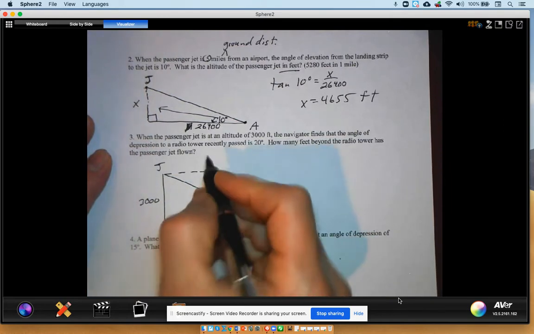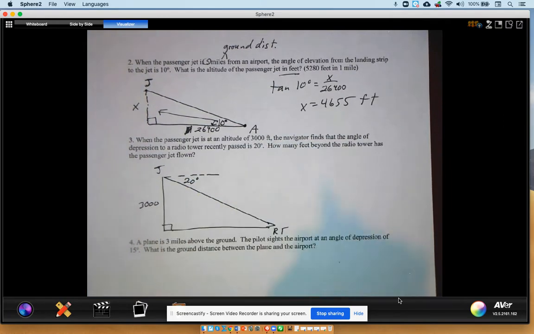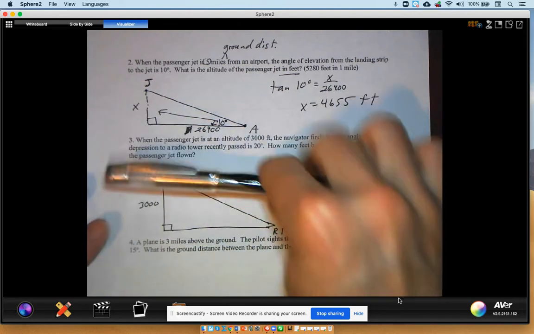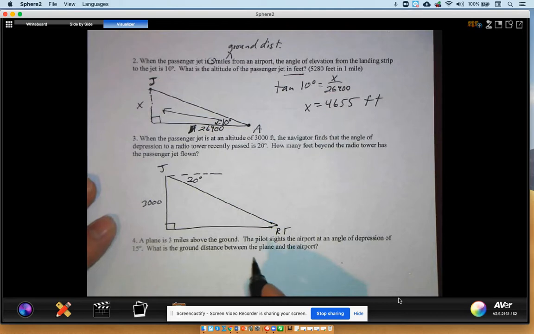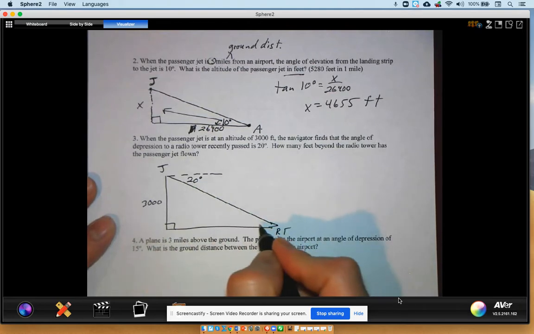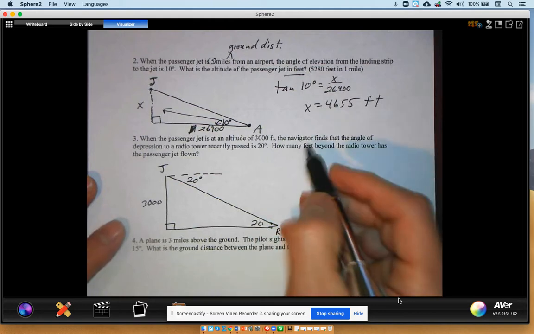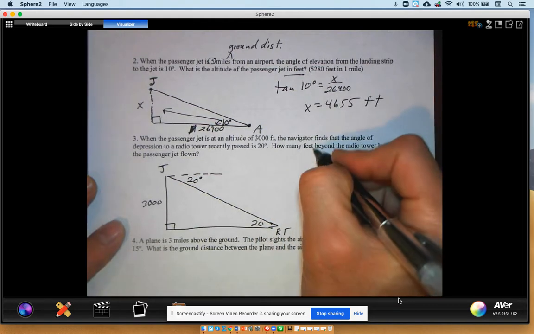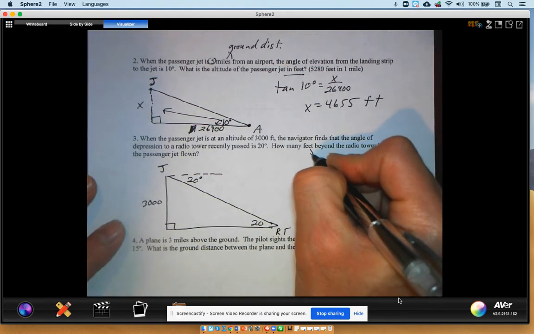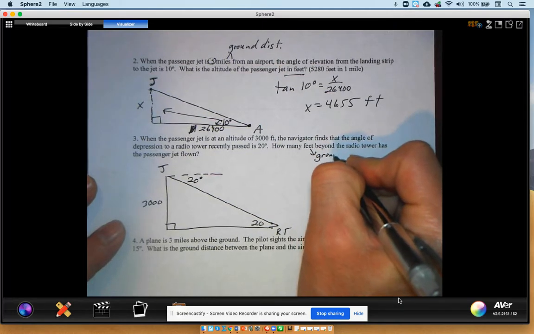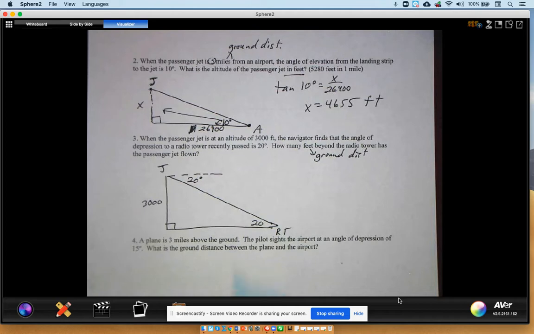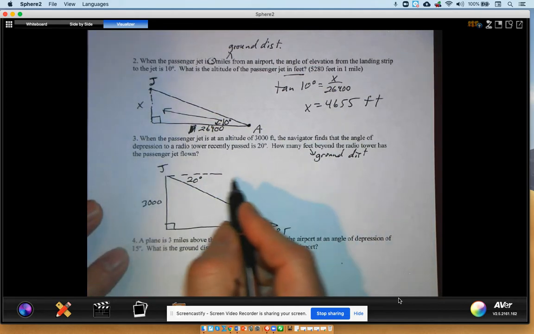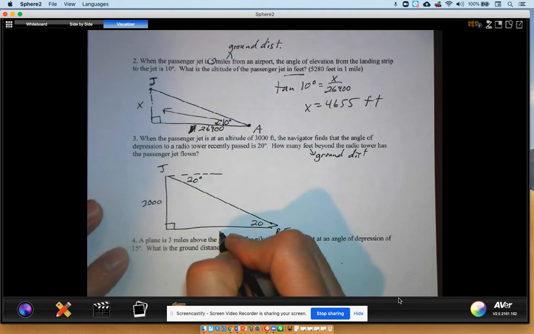Remember, the angle of depression is going to be outside my triangle. It comes from the horizontal going down to whatever I look at. As I mentioned before, the angle of depression is equal to the angle of elevation, so these two will be the same. Then it asks how many feet beyond the radio tower. That's the ground distance. The jet's flying this way, goes past the radio tower, and that's what we're looking for.